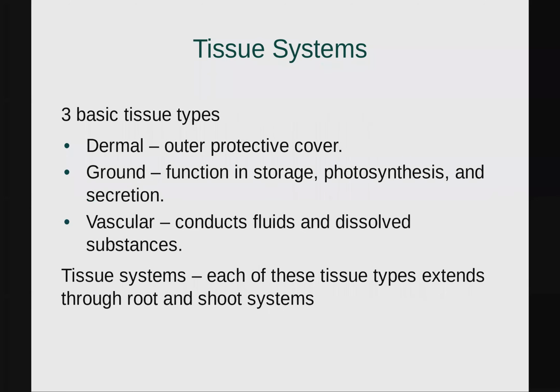So we'll get into these, but there are three basic tissue systems we need to think about when we're discussing our plants. The first being the dermal tissue, which is the outer protective cover. The ground tissue, which functions in storage, photosynthesis, and secretion. And then finally, we have the vascular system, which you can make analogous to the blood system, which conducts fluids and dissolved substances throughout the plant's body. We think of these as like human tissues, right? But we have tissue systems where each of these types extends through the root and shoot systems inside of our plants.